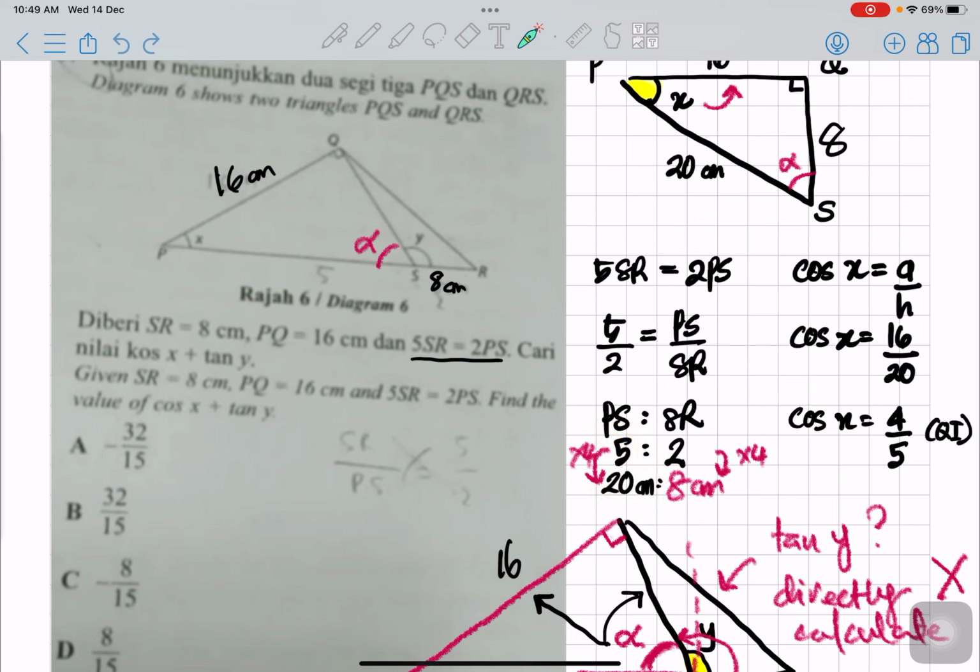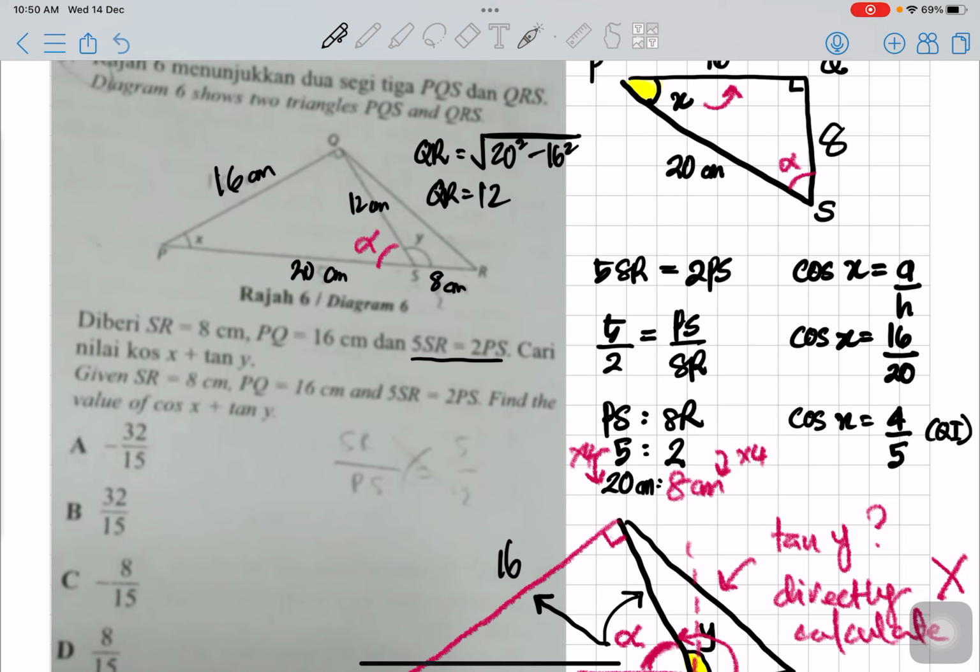So now we have the length of PS here is 20. So we can find the length of QS. This is a Pythagoras ratio. To find QR, it equals the square root of 20 squared minus 16 squared. So we get QR is 12. So this is 12 centimeters. This is 20.